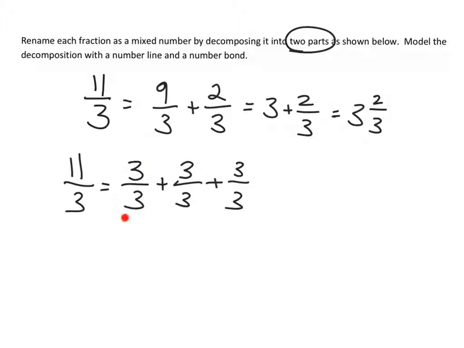Here's 9/3, here's a group, here's a group, and here's a group. Just like we did in the previous lesson, 3 groups of 3, that would be 9/3. But what's left over is 2/3, so we would add 2/3 to this. And guys, basically this is showing this right up here, just another way of showing it.